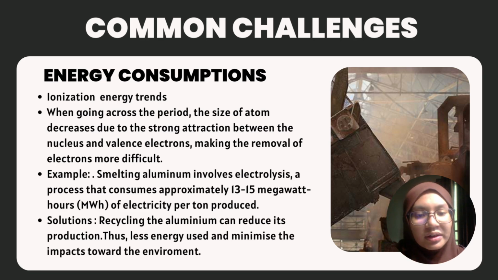For example, the production of aluminium uses a smelting method that involves electrolysis, a process that consumes approximately 13 to 15 megawatt hours of electricity per ton produced. This high amount of energy use is not really good for the environment. Thus, we have to find a better solution for it.